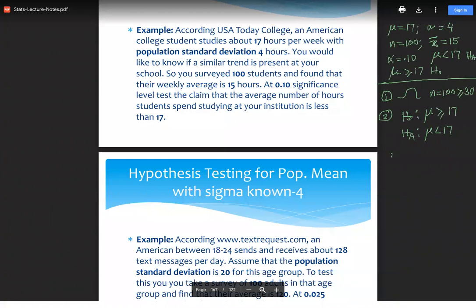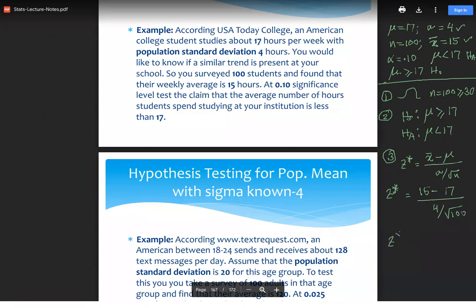Step number three, your test statistic Z star is equal to X bar minus mu divided by sigma over square root of the sample size. Z star is equal to X bar is something we found, 15, minus mu is 17, divided by sigma is 4, right? Divided by square root of the sample size means square root of 100.